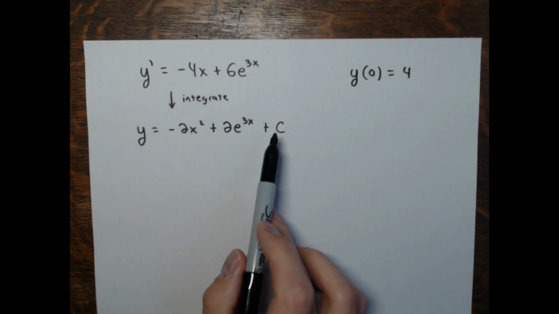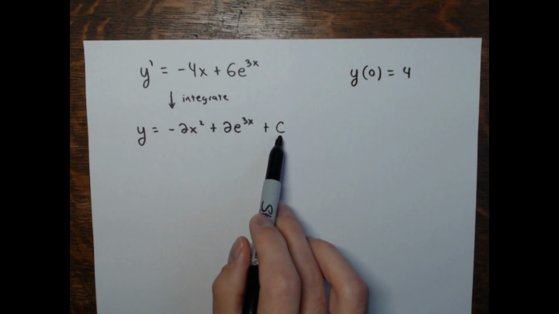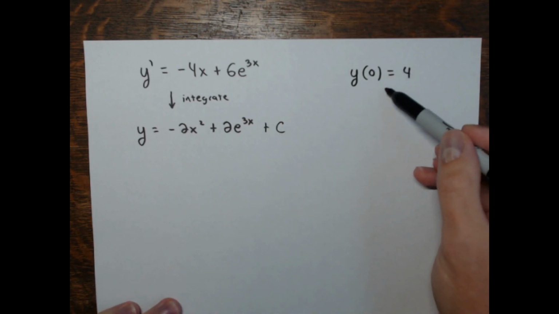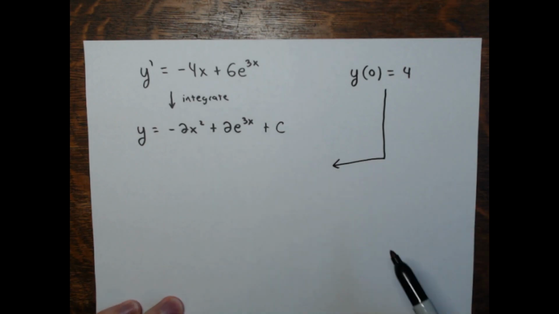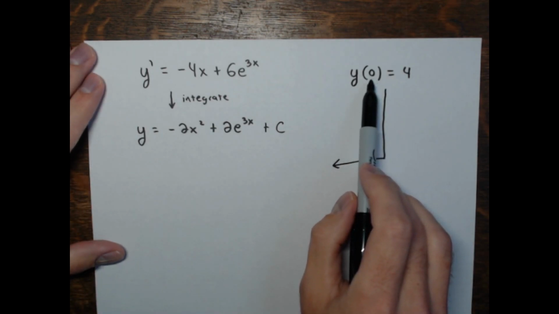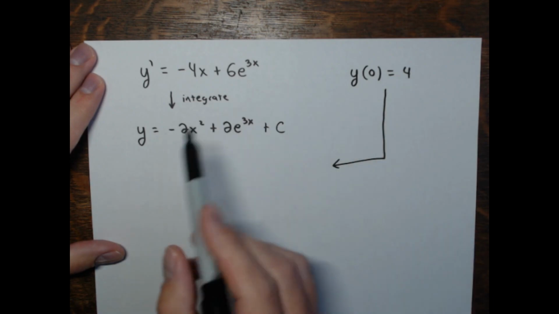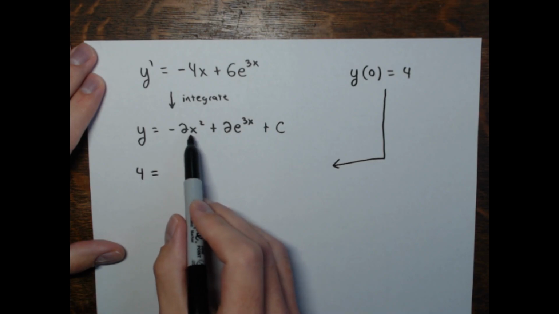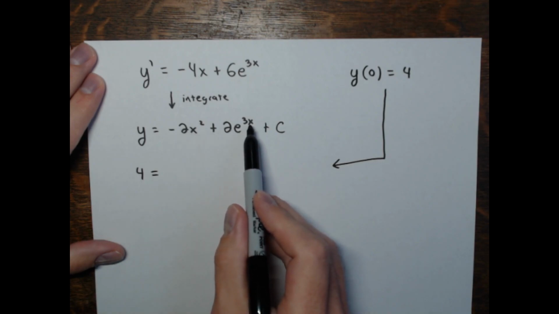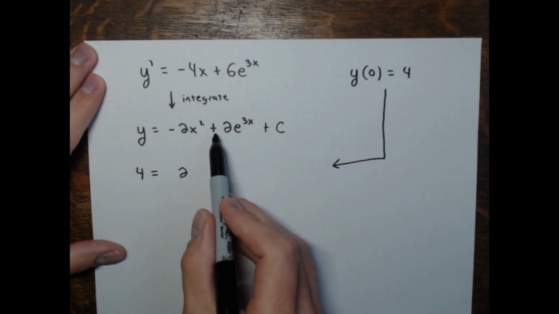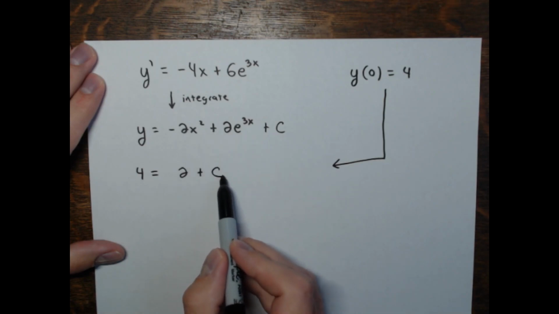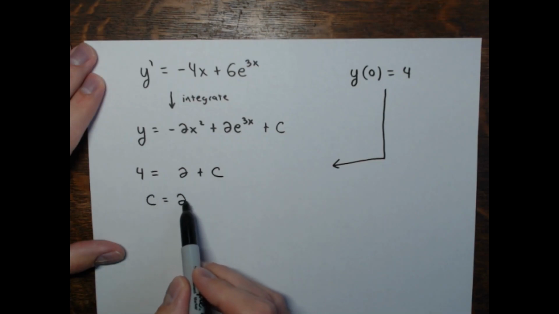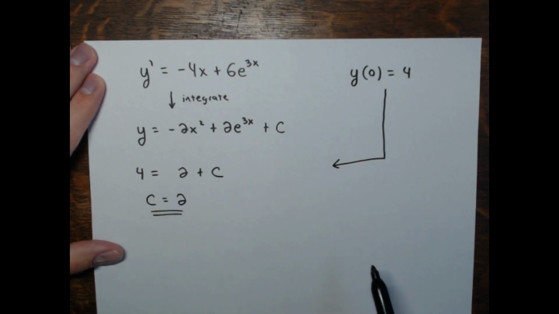y could be anything that looks like this. But now I want to find the value of this constant, this c, so that the condition is met. So now here's the condition. I'm replacing all the x's with 0 and the y's with 4. 4 on the left equals, this would be 0, negative 2 times 0. Now e to the 0 is 1, so this is still 2 here, plus 2 plus c. So the value of the constant must be 2, subtracting 2 from both sides.